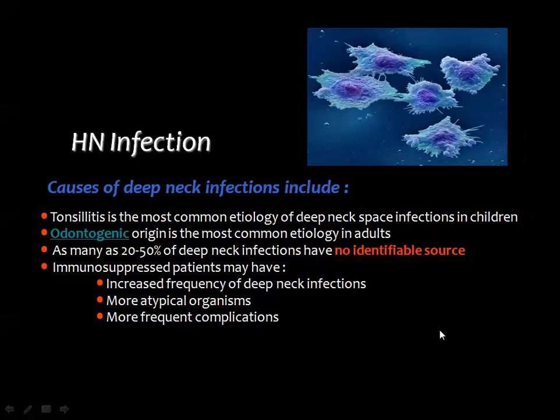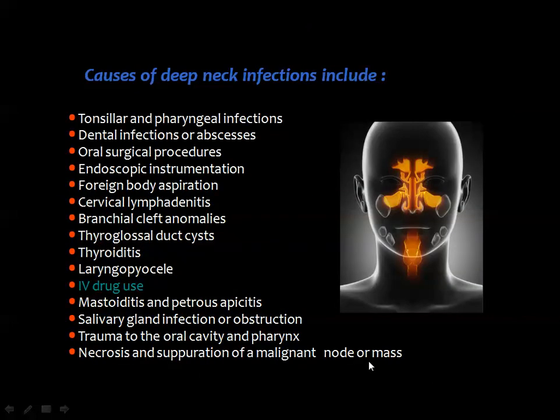The infection, especially noted in immunosuppressed patients, may have increased frequency, recurrent attacks, and the presence of atypical organisms, and they are more prone to some of the complications. And there is a very big list for head and neck or deep neck infections. And as I have mentioned, the tonsils are responsible for the major role in children. Dental infections are responsible for the major role in adults.